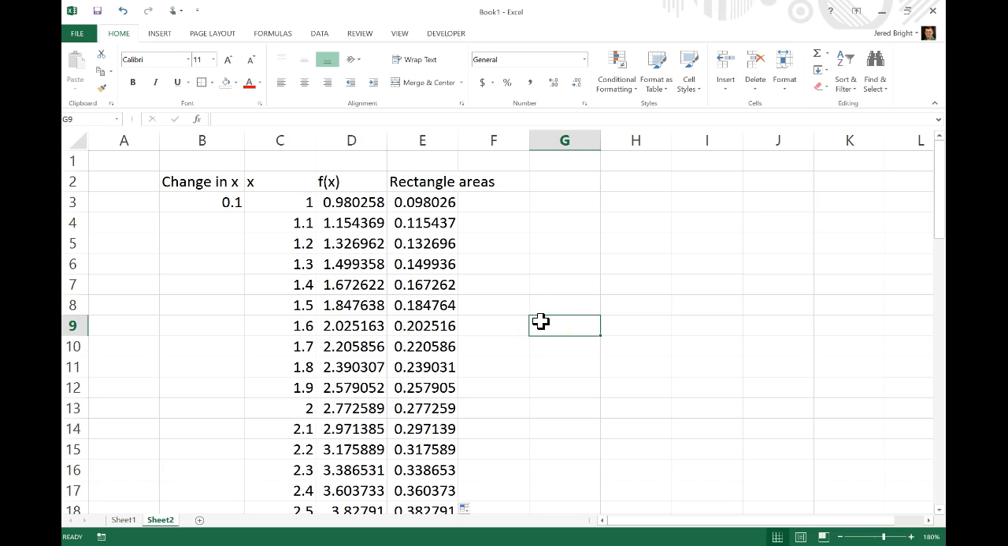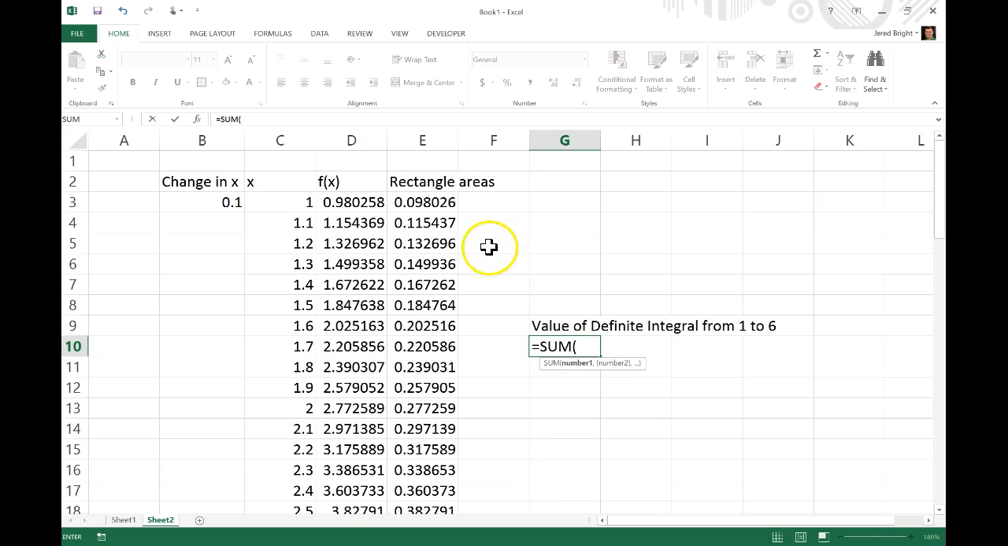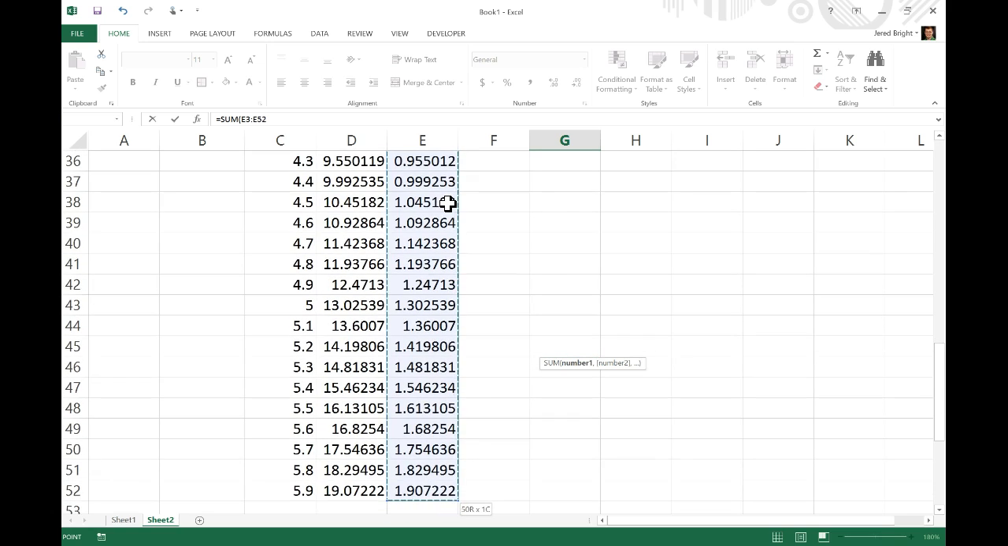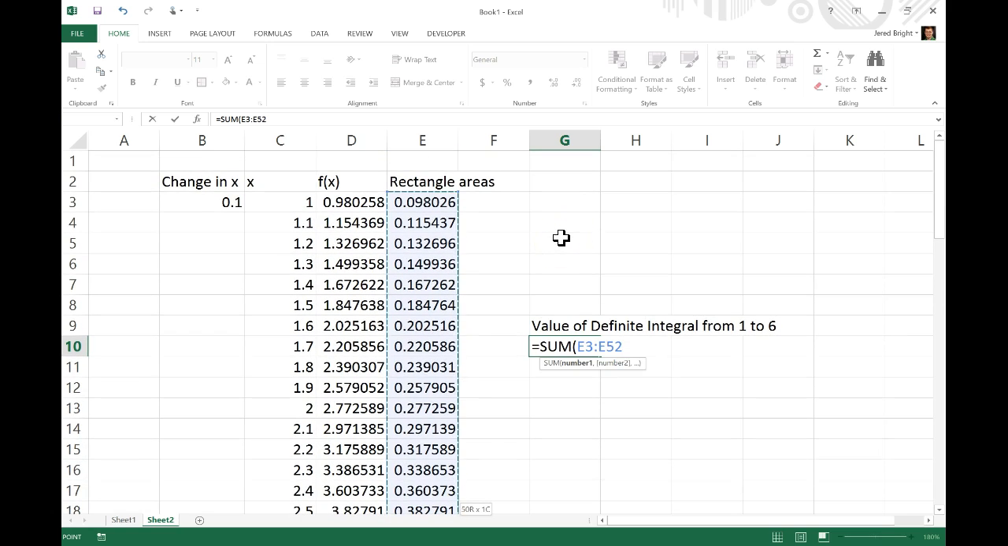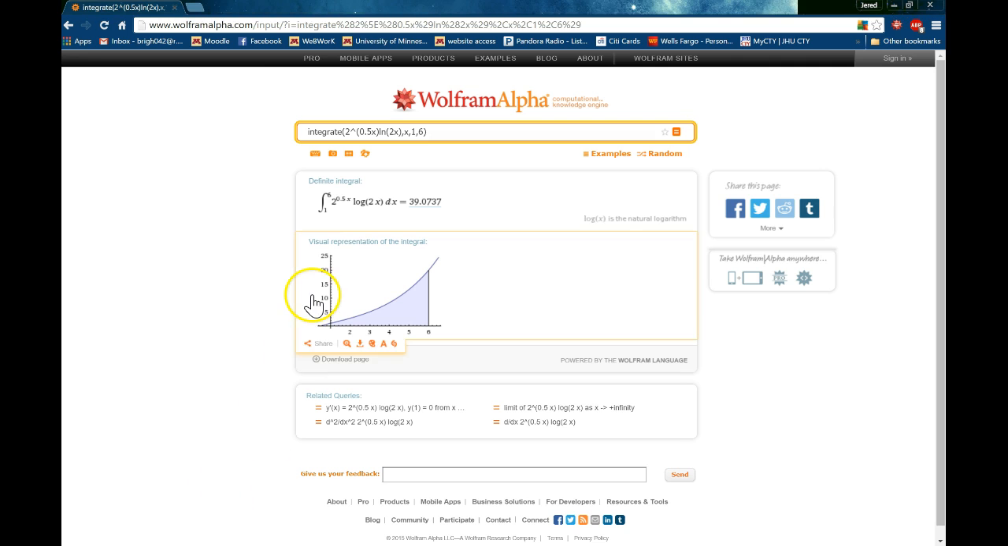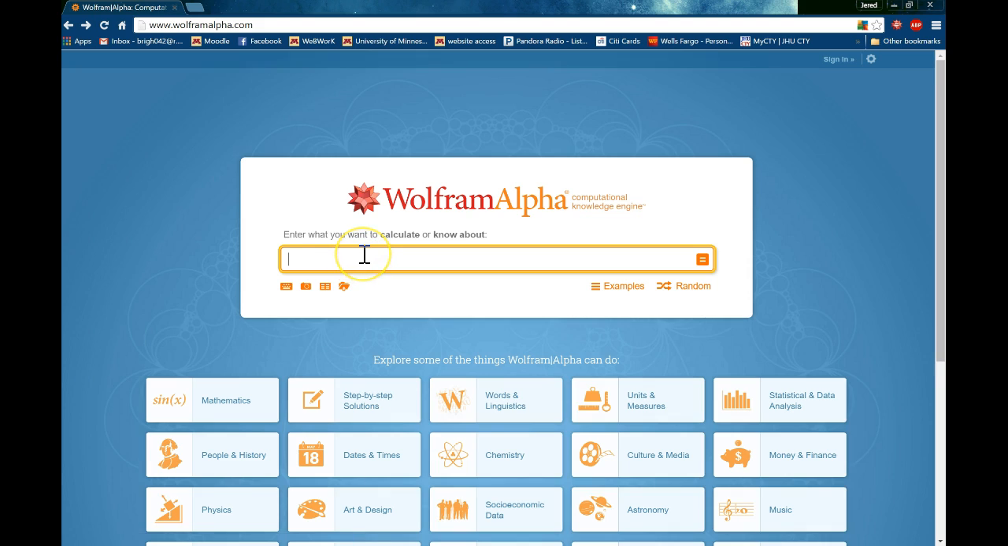And then I'm going to say value of definite integral from 1 to 6, and that value I need to sum up the rectangle areas. Okay, and so I get about 38.13. Okay, and so now I can check this compared to Wolfram Alpha, and I have it here, but we'll just pretend like we don't know that.